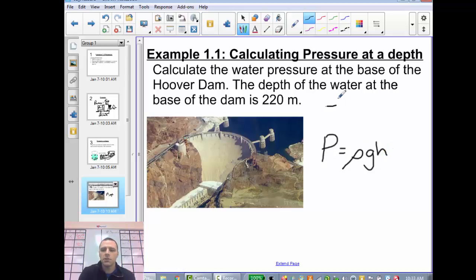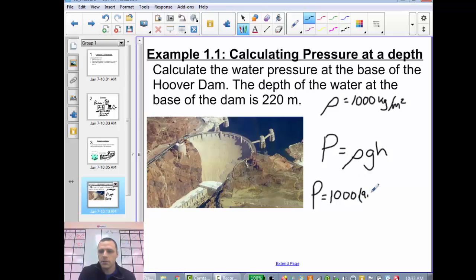We do need to know the density of water. The density of water is something that I'll give to you, and that's 1,000 kilograms per meter squared. So if we use these numbers that were given in the problem along with the equation, we can see what the pressure at the base of the Hoover Dam is. This is if you were to scuba dive all the way down to the bottom.